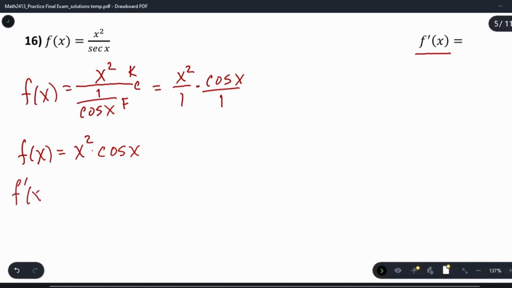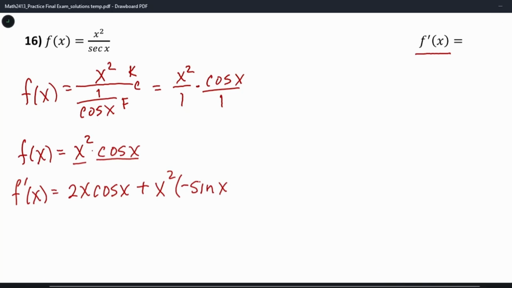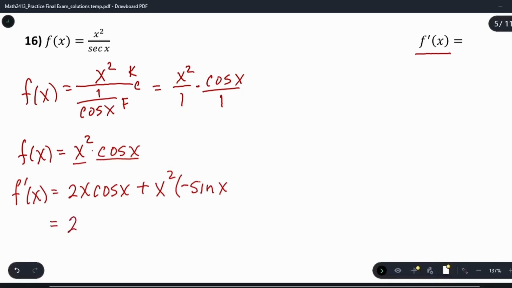To take the derivative, we're going to do the derivative of the first times the second plus the first times the derivative of the second. And the derivative of cosine is negative sine x. And that will simplify to 2x cosine x minus x squared sine x, and that is our final answer.